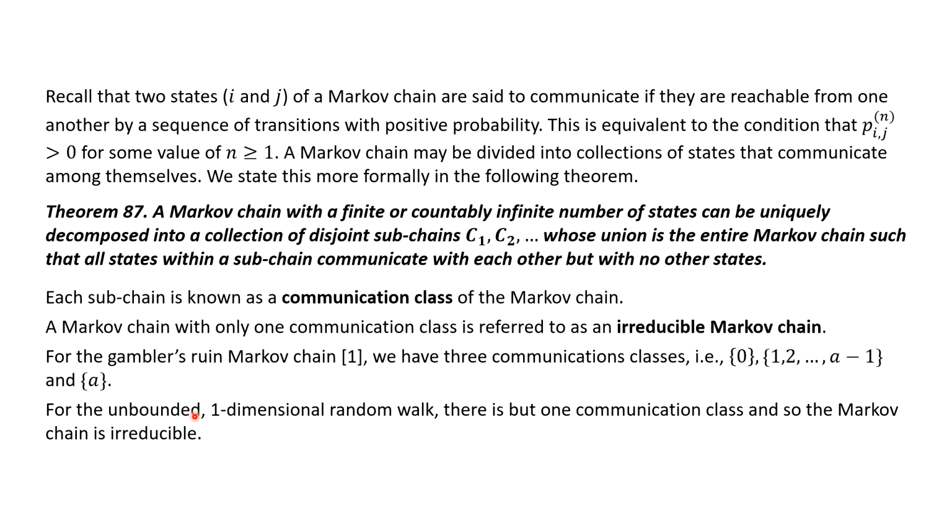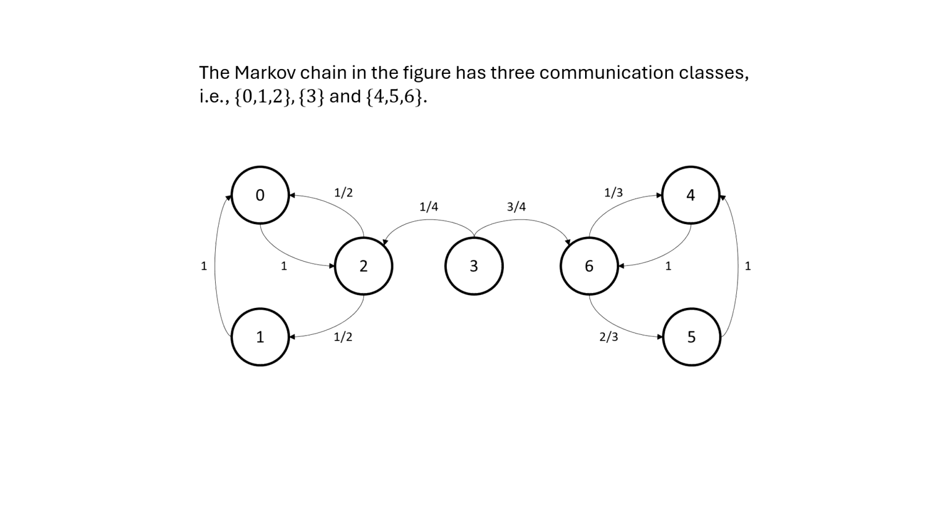For the unbounded one-dimensional random walk, which we saw earlier, there is but one communication class, and so the Markov chain again is irreducible. And I have another example of some communication states in the next slide. On this slide I have a transition diagram for a Markov chain, and I claim there are three communication classes. Let's have a look at them. 0, 1, 2. Notice you can go from 1 to 0 to 2 to 1 and back, so you can communicate amongst these.